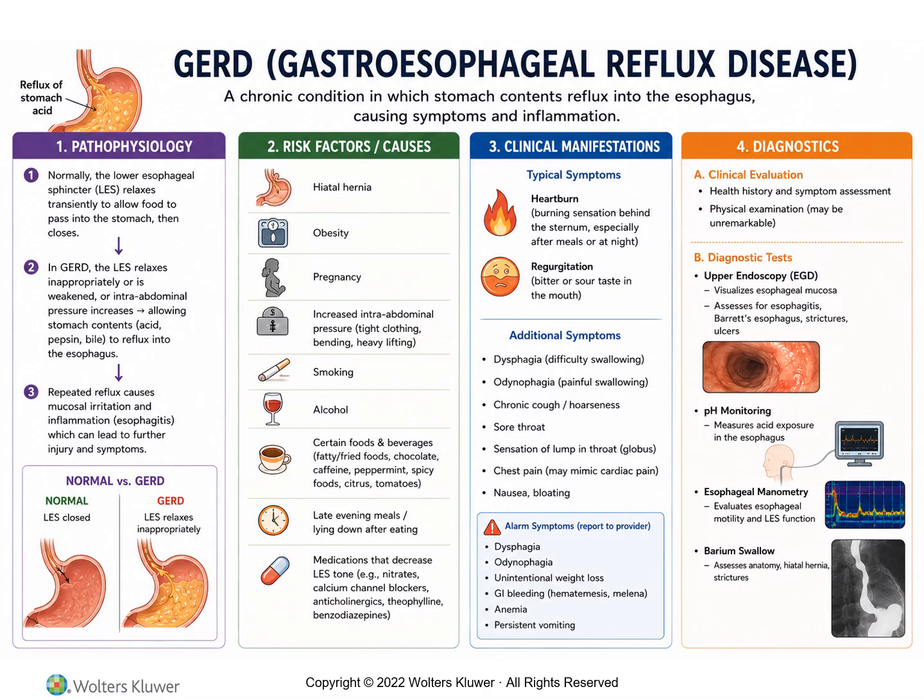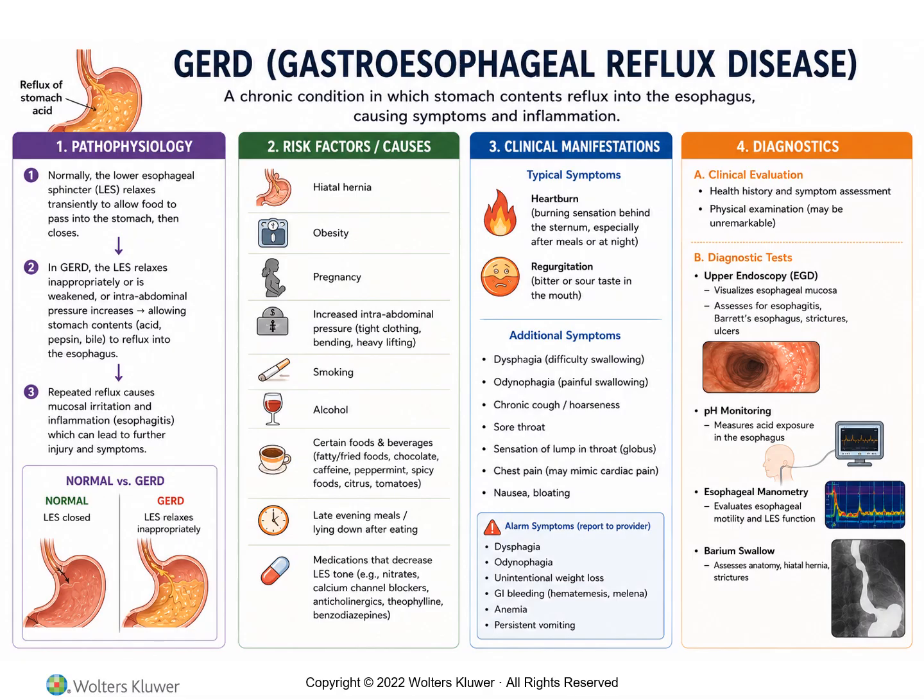So I also want you to notice the alarm symptoms on this slide, which are dysphagia, painful swallowing, unintentional weight loss, GI bleeding, anemia, and persistent vomiting. These are not symptoms we simply attribute to uncomplicated GERD. These findings warrant further evaluation because they may indicate a complication or another underlying disorder.